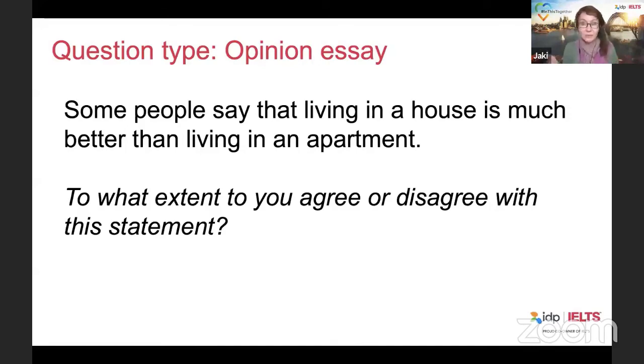So it doesn't matter as long as you can think of reasons and examples. House is better than apartment, yeah? Can you choose both? Yes, if you want to sit on the fence and say, you know, I like both, yeah, that's okay, as long as you can think of reasons and examples. Remember, that's always your job. Okay, good.